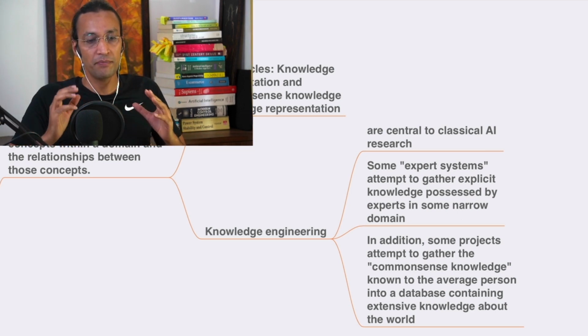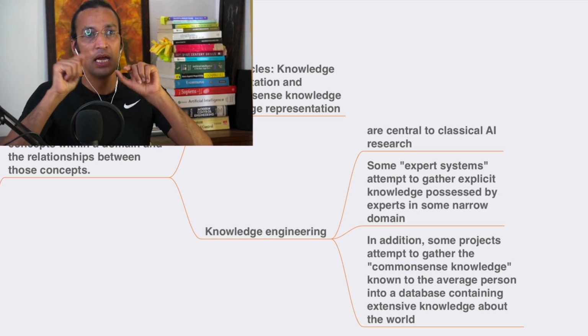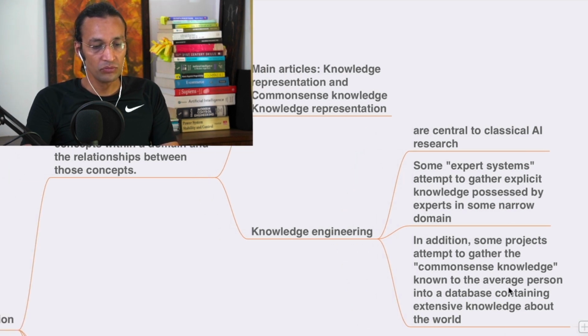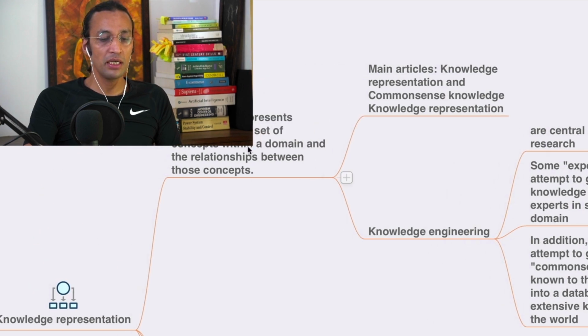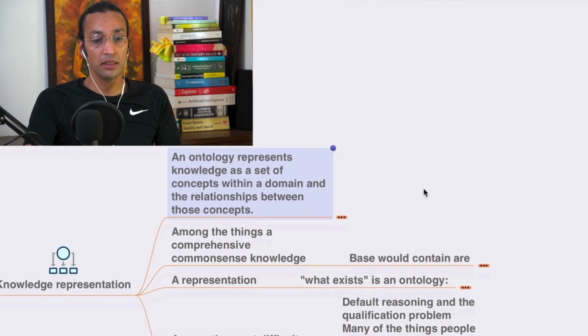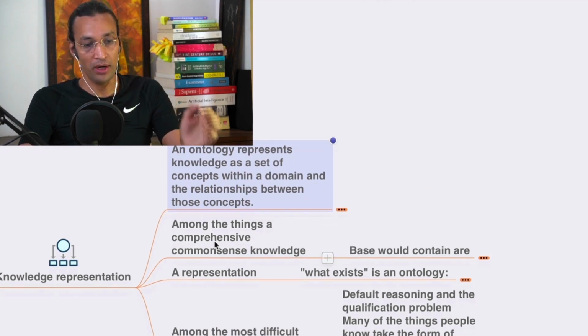So then an expert system is an expert in one specific area, and this is how they started realizing that, in addition, they need to gather common sense knowledge known to the average person, a database containing extensive knowledge about the world. So they said we'll go deep into the domain rather than going general. That's called narrow AI.